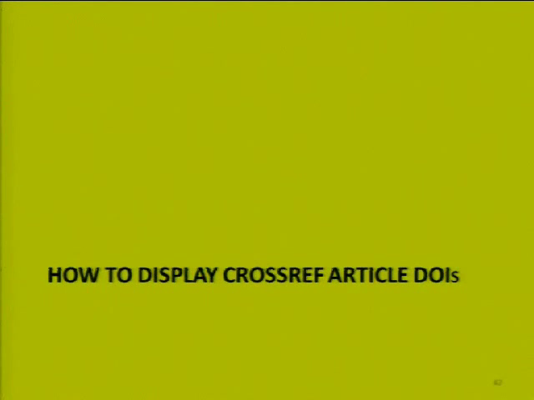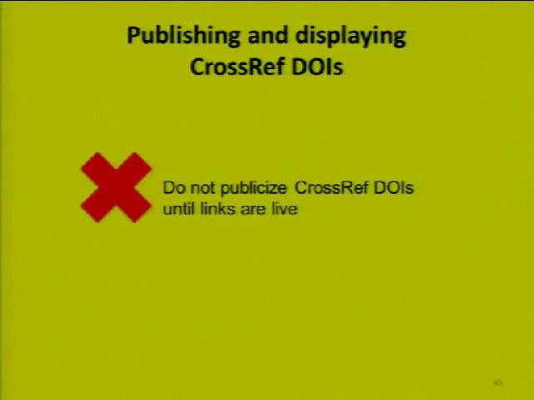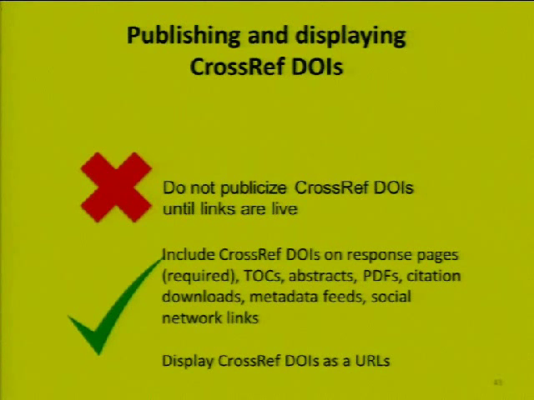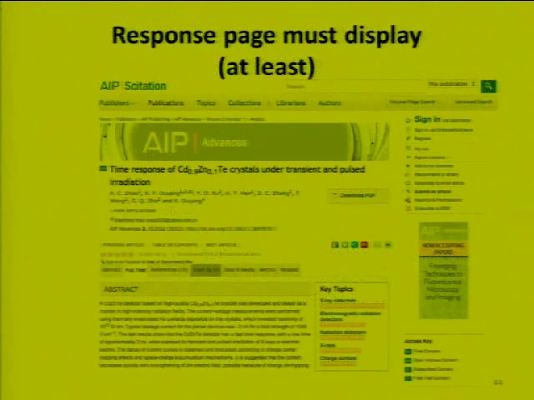Now, moving on to how to display the CrossRef article IDs. As Ginny said, don't tell people about a DOI until it actually works. And the DOI must be included in what's called the response page, which is the landing page that the DOI would link to. And you should display a CrossRef DOI as a hypertext link. So make sure that it's actionable, that it is actually a link. Otherwise, that defeats the whole purpose of adding links into your online content.